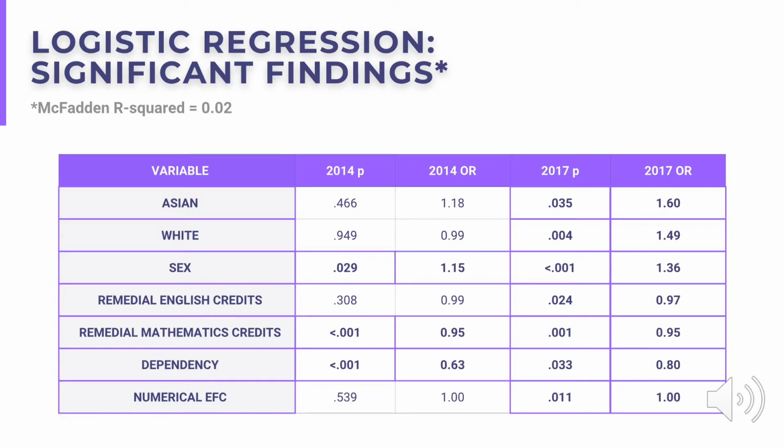For both cohorts, sex had a significant effect on the odds of being retained, with students identifying as female having 15% greater odds of being retained in the 2014 cohort, and students identifying as female in the 2017 cohort having 36% greater odds of being retained.